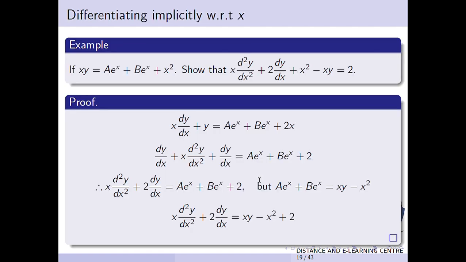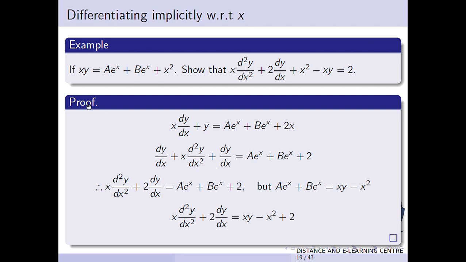Now, it's time to start differentiating implicitly with respect to x. Let's look at some examples. If y is equal to a e to the power x plus b e to the power minus x plus x squared, show that x d2y/dx squared plus 2 dy/dx plus x squared minus xy equals 2.